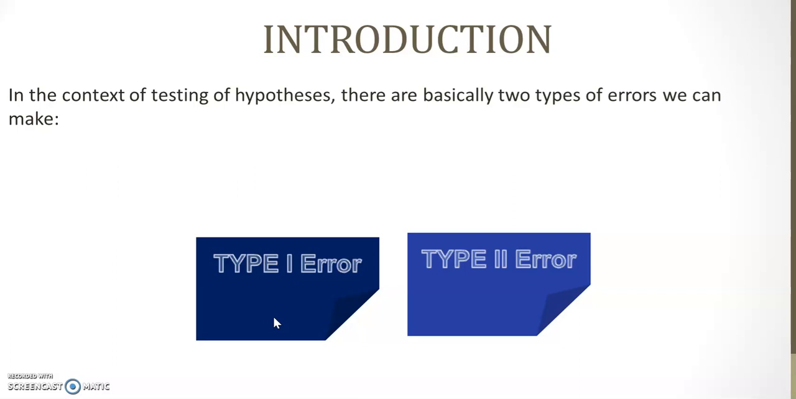Hypotheses are based on the research question. When the researcher is conducting his research, first he formulates research questions. Based on the research question, he formulates two hypotheses. One is the null hypothesis, denoted by H0, and the other is the alternative hypothesis, denoted by H1.